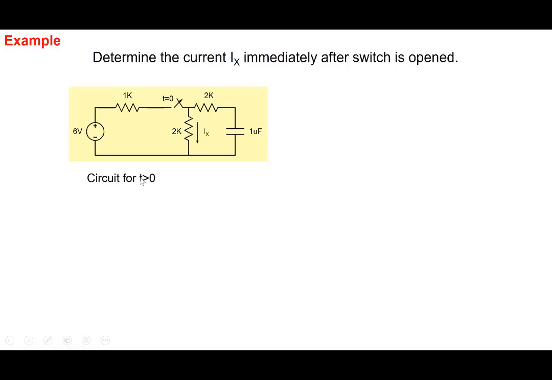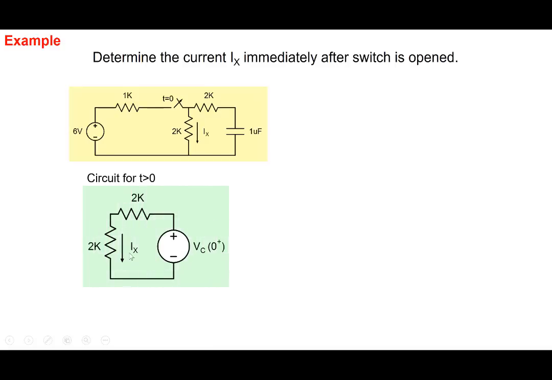So the circuit for t greater than 0, after the switch is open, is the circuit that we get here: a 2K resistor here, a 2K resistor here, and the capacitor, which immediately after the switch is open will have some voltage, which we've denoted as VC(0+), meaning just immediately after the switch is opened. Now we know that the voltage across the capacitor cannot change instantaneously. So to figure out VC(0+), we are trying to find out VC(0-), immediately before the switch is opened.